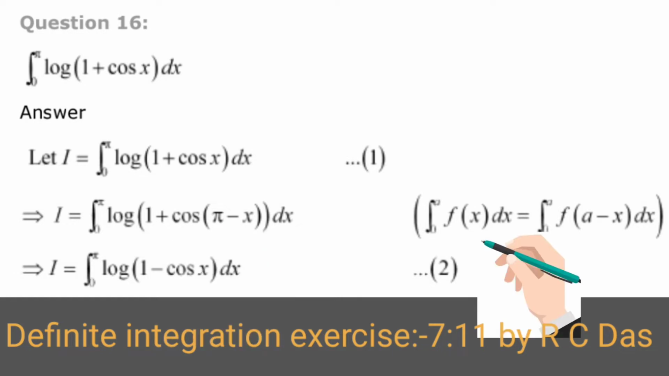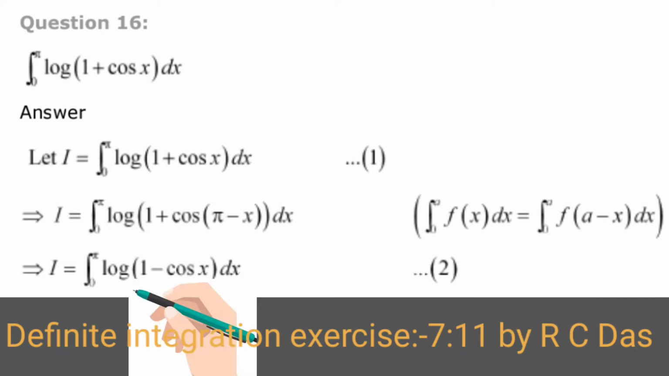After that, this is the identity I use here: the integral from 0 to a of f of x dx equals the integral from 0 to a of f of a minus x. So my students, look here, this is a very important identity, 0 to a f of x.